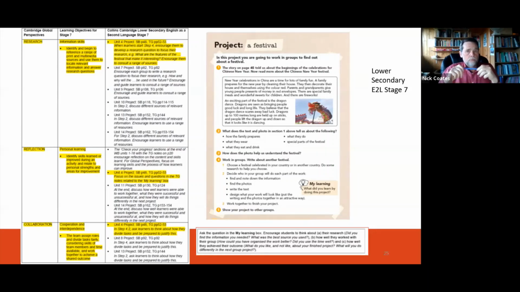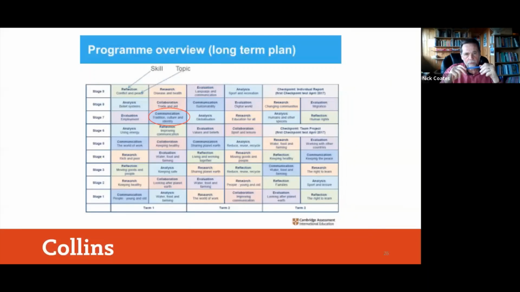Now, like with the previous one, the topic we're talking about here is a festival, which is clearly cultural elements. If we go to the next slide, which takes us back to this program overview, we see stage 7. Communication skill is practiced in term 1.